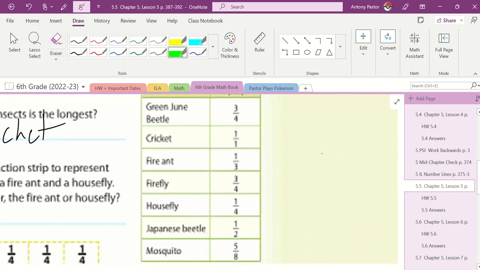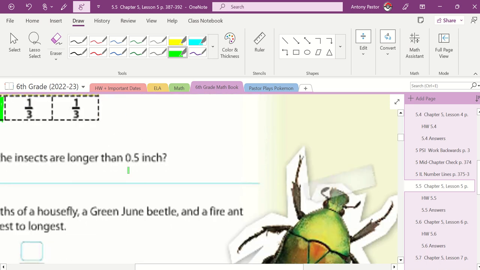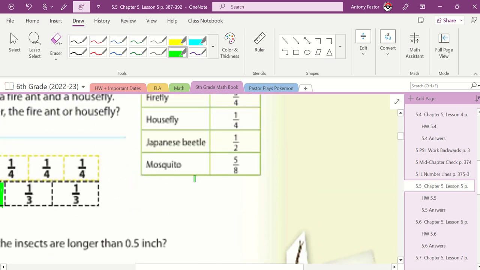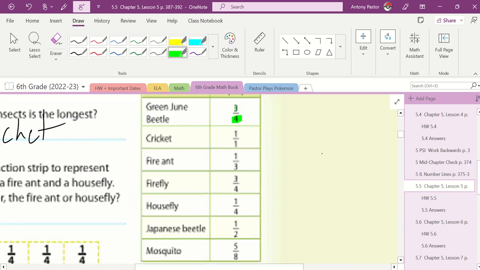So an easy way to do this is to check the denominator first. If our denominator is 4, for it to be a half or bigger, and this says longer than 1/2, the numerator needs to be bigger than a 2, which it is. So the June beetle is bigger than a half. The cricket, obviously bigger than a half because it is a whole inch.